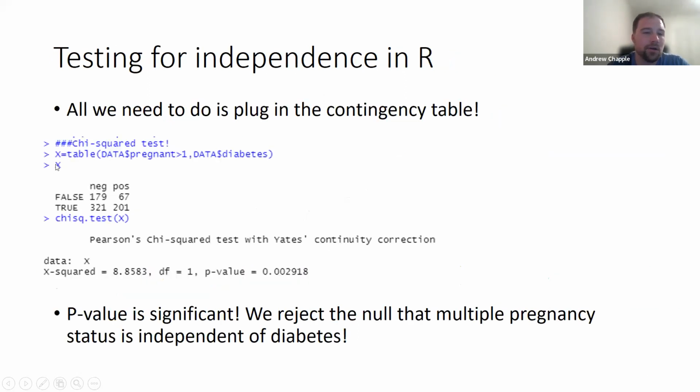So how do I do this in R? It's actually really, really easy. And this is all you need to do in R. I need to create my table. This is my contingency table X. And then I just need to plug it in, chisq.test(X) here. This gives me my chi-squared test.